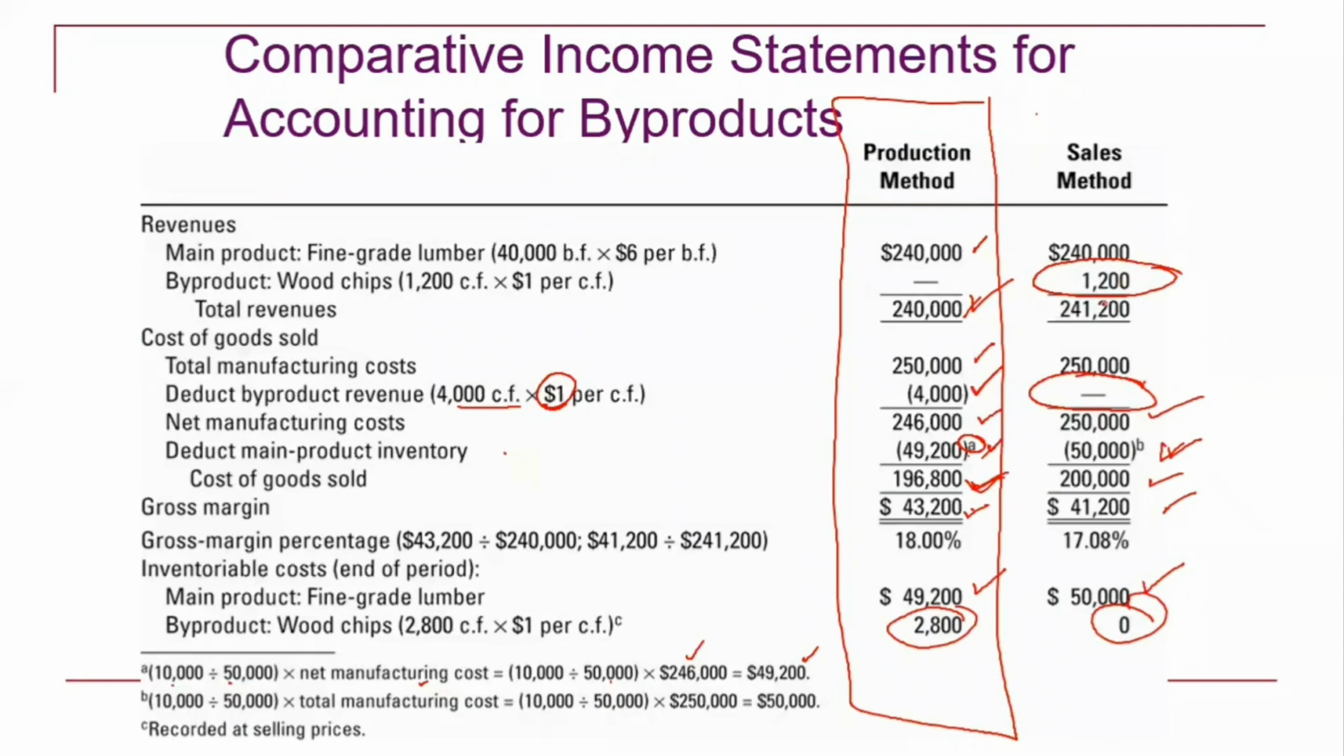1,200. Saan galing yung 1,200? Byproduct. So pag binenta yung byproduct, that's the only time that it will be recognized in your income statement. Kasi po, 1,200 cubic feet were sold at $1 per cubic feet. So, ganoon po. Doon lang nagkaroon ng sales. Pero kung wala rin nabenta, so wala rin po itong part na yan.